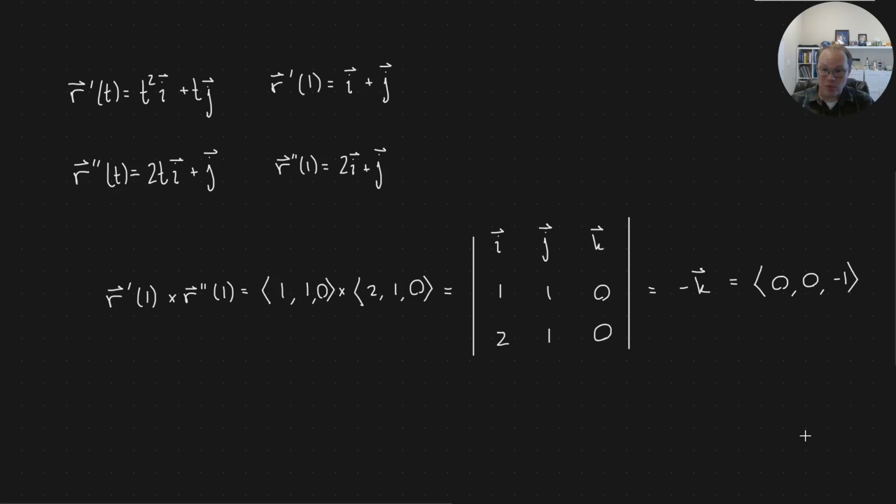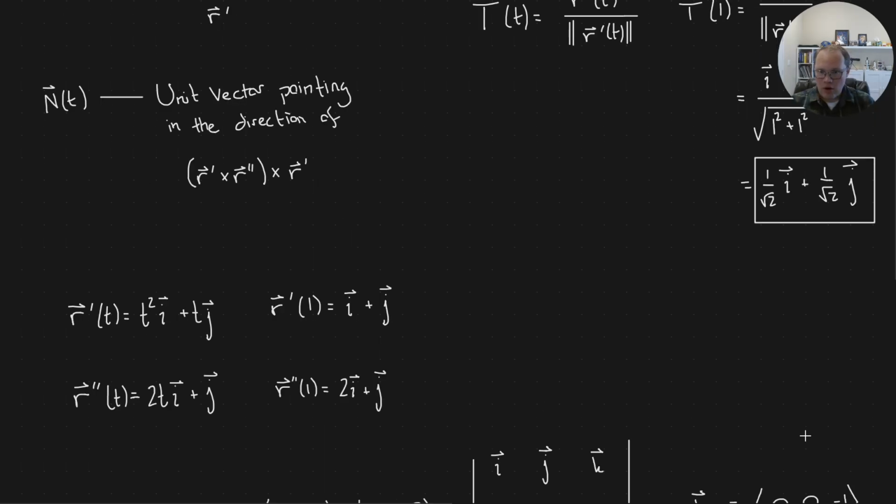All right, we're not done yet. All we've done so far is find this bit. Now we're going to take this bit that we've already found and take the cross product of it with r prime again.